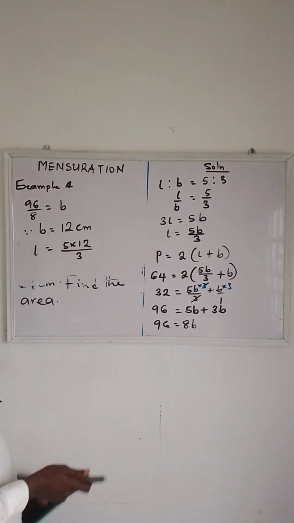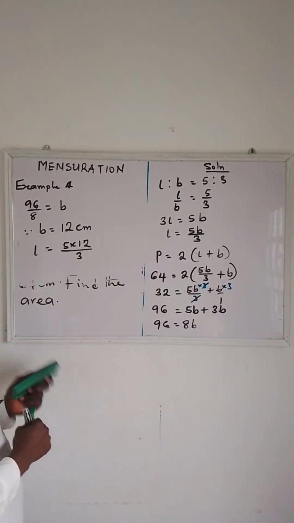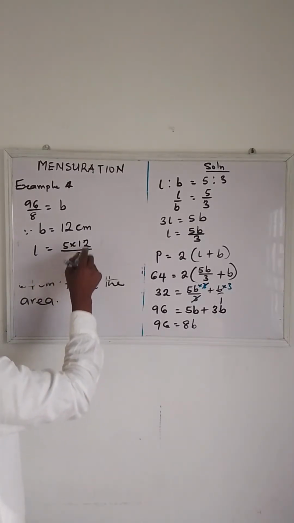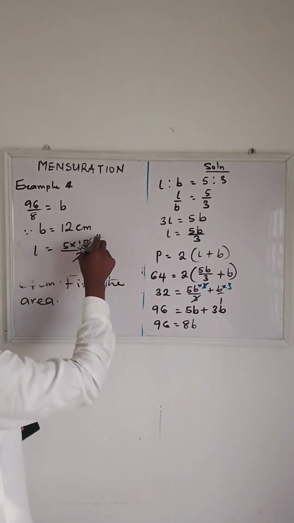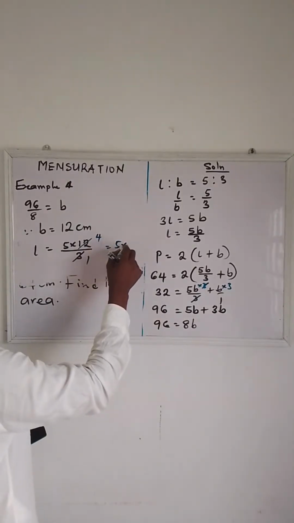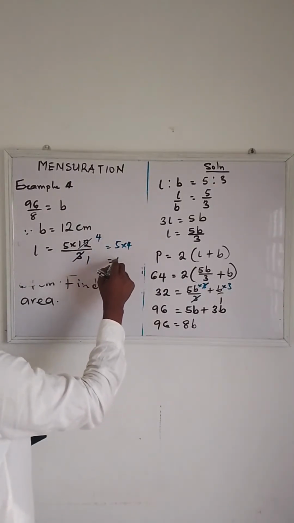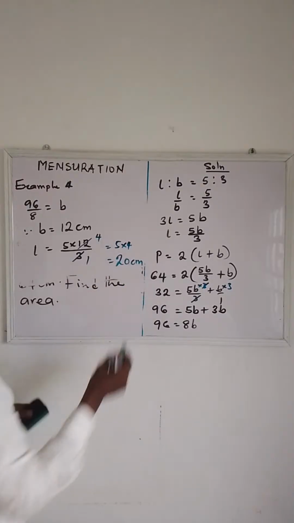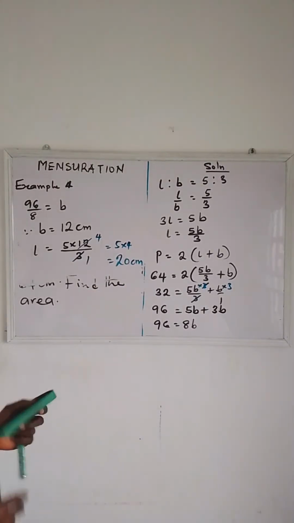Okay. So here now, you can see 3 goes here, 1. 3 goes here, what? 4. So that's going to be 5 times 4. And that is what? 20 centimeters. So we have the length as 20 centimeters.